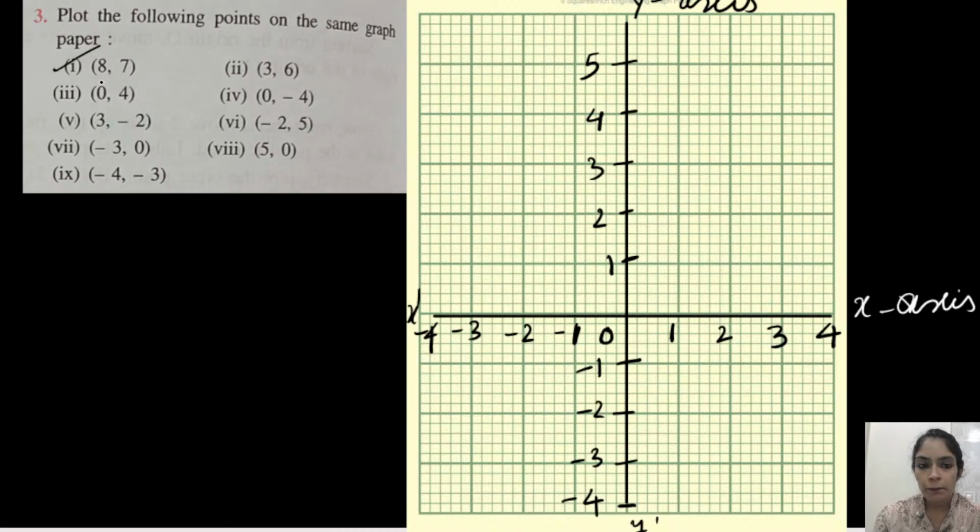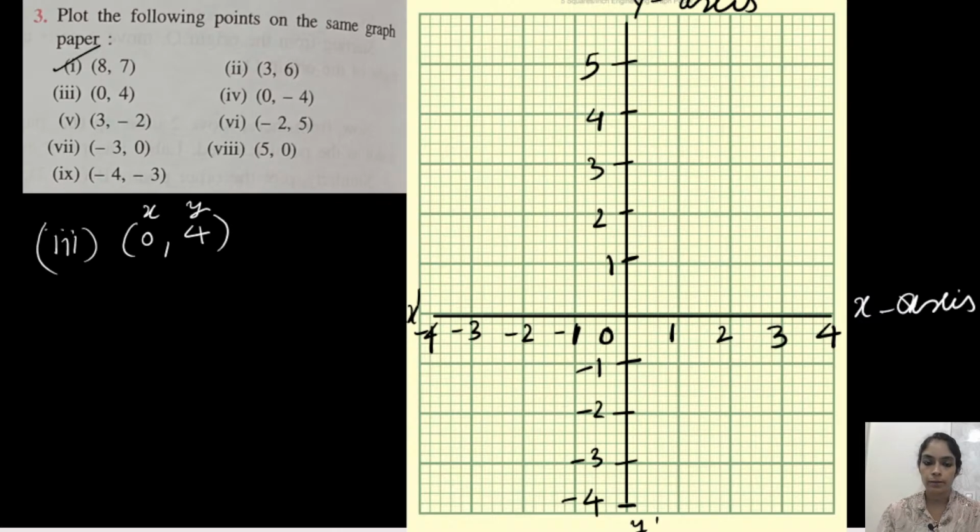Okay, so the first one I am not doing, 8, 7. The second is also not possible for me. So I am just doing the third one. See, the third point is 0, 4. Like I have told you, the first point is the x-axis point. The second point we have to plot along the y-axis. So the first one is the x coordinate, the second is the y coordinate.